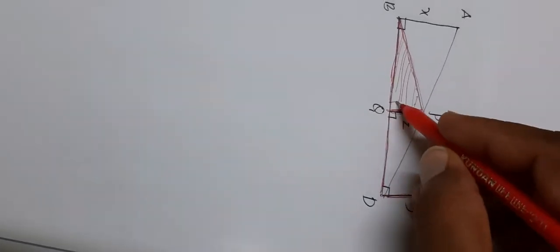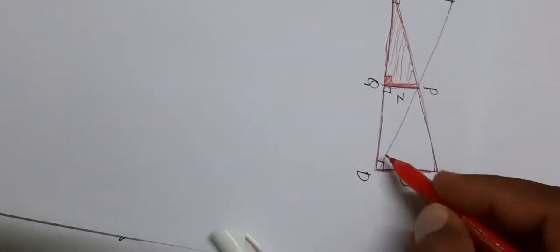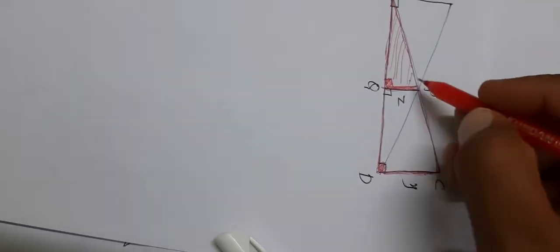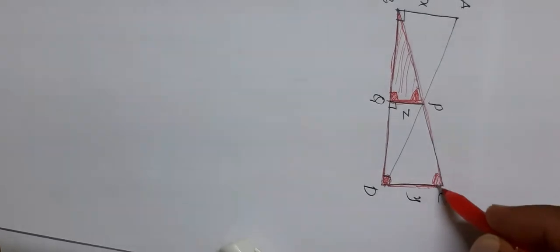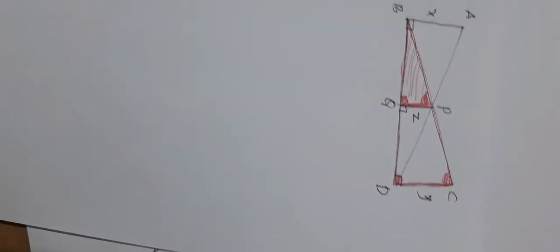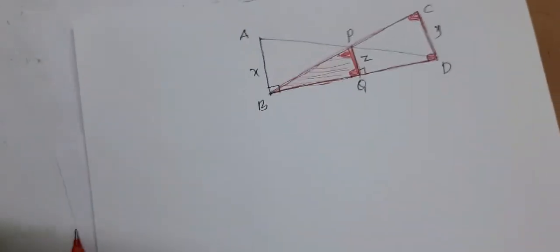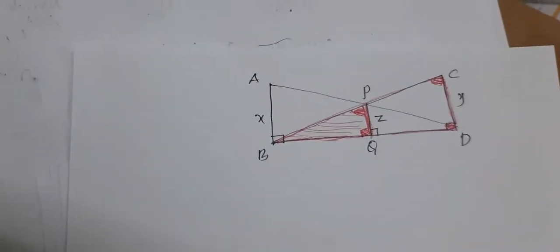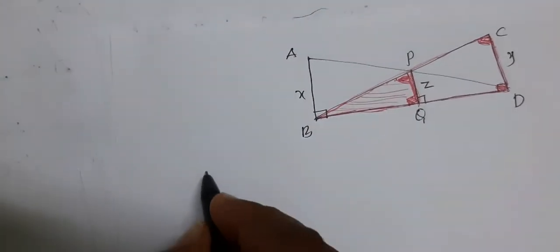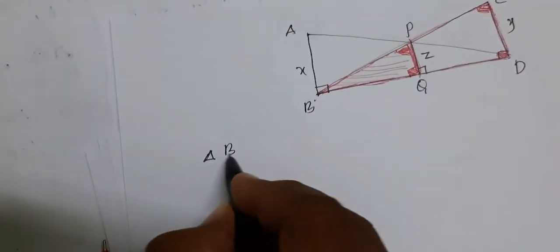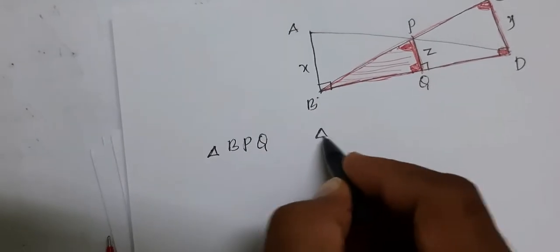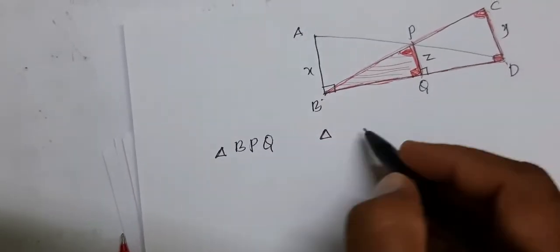See once. Angle Q equals angle D. Angle P equals angle C. That's it. These two triangles are similar. Let us take now triangle BPQ, triangle BCD.